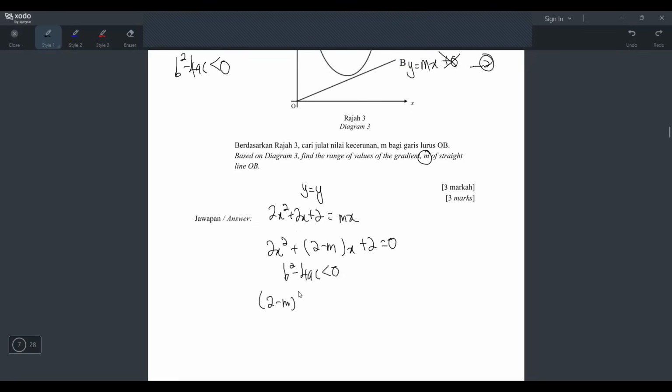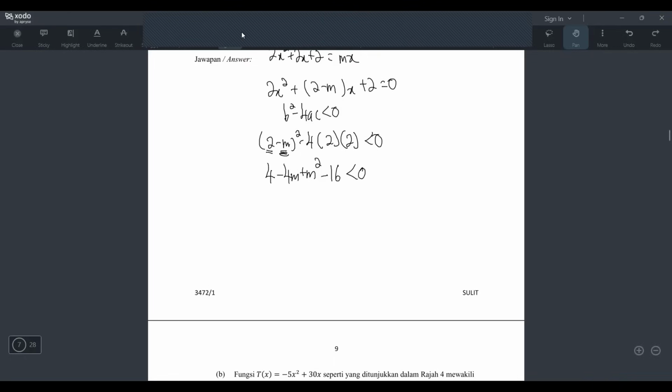So it'll be 2 minus m squared, and what's the a? 2, what's the c? 2, smaller than 0. Okay, expand this. If you want to expand it the fast way, I will take the front square, which is 2 squared, 4, and then front times back times 2. So 2 times negative m is negative 2m, times 2 is negative 4m, and then the final step is back square. Negative m squared is just going to be positive m squared, right? And then negative 4 times 2 is negative 16, right?